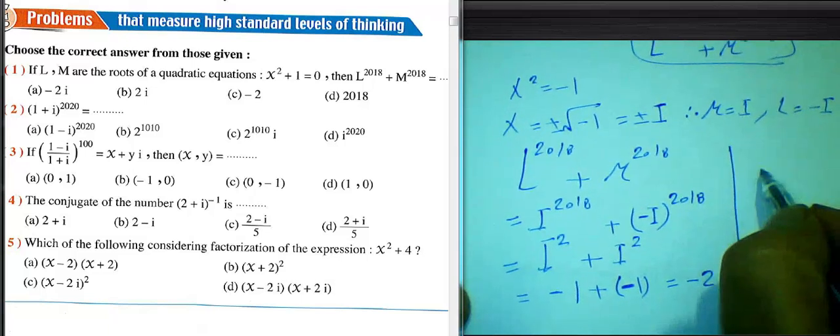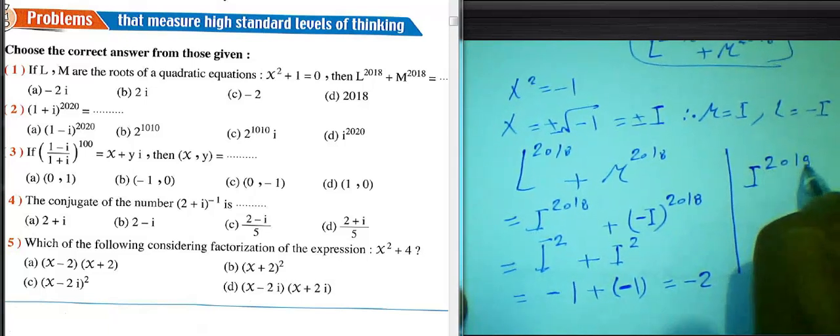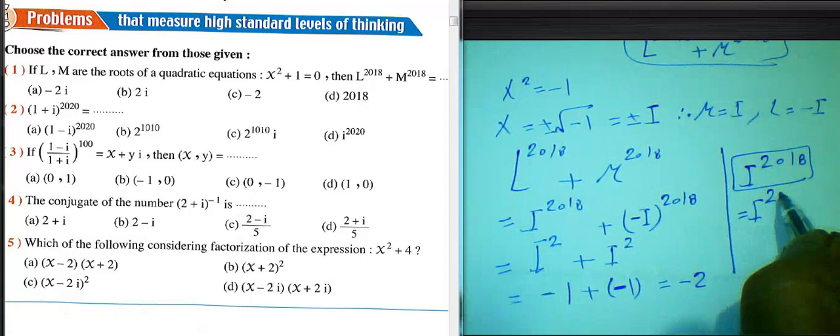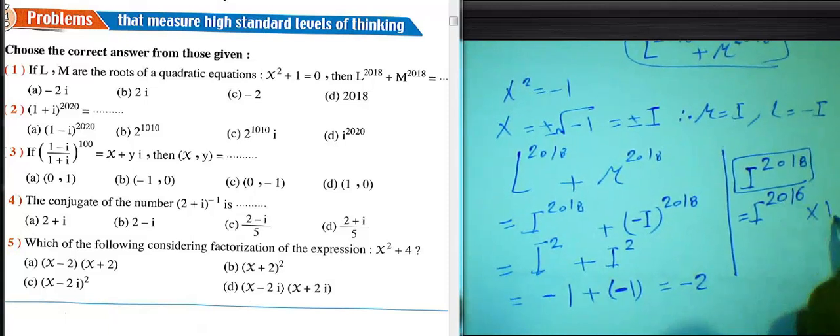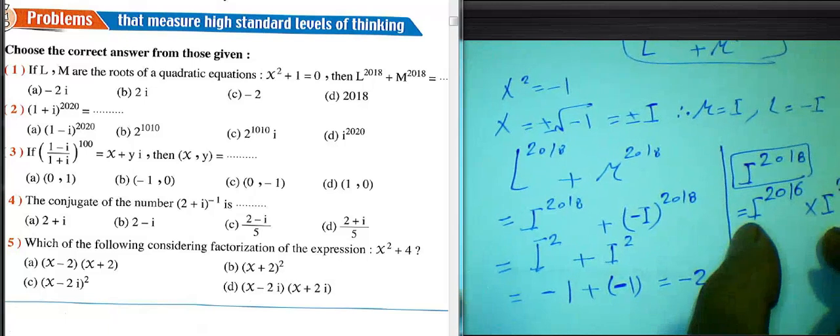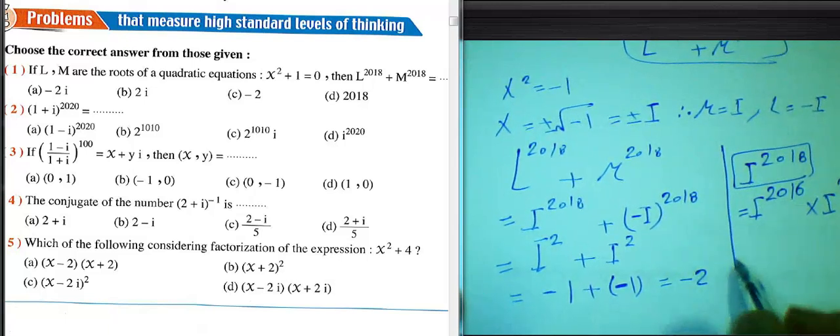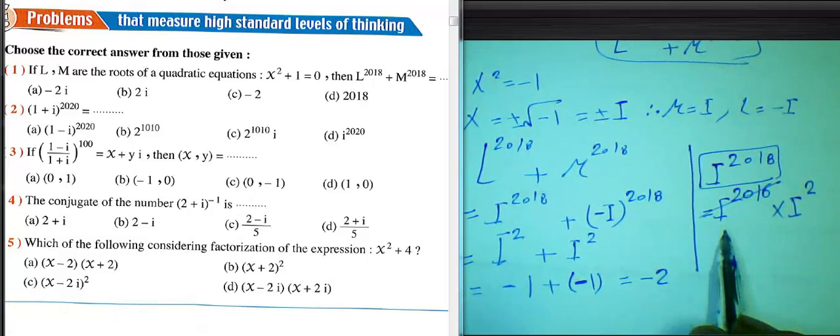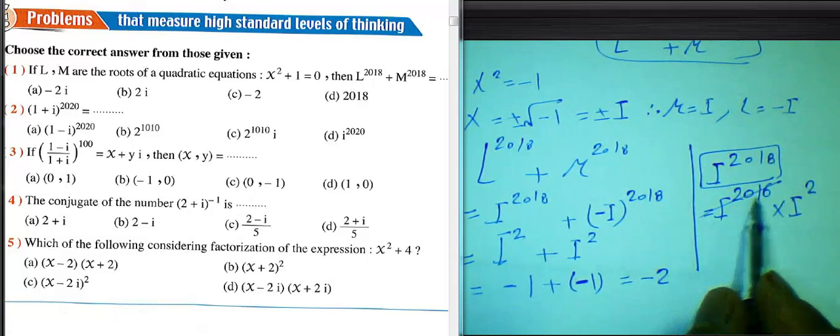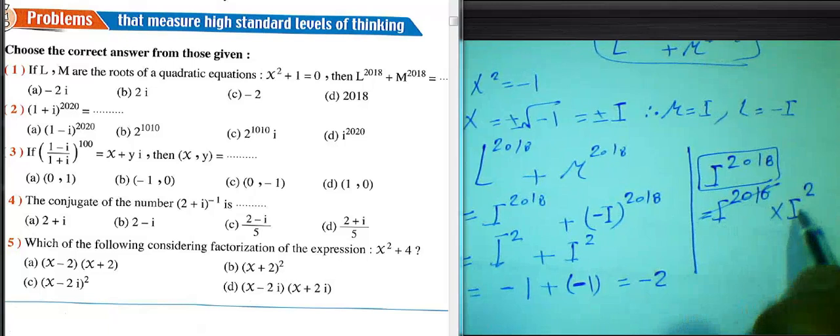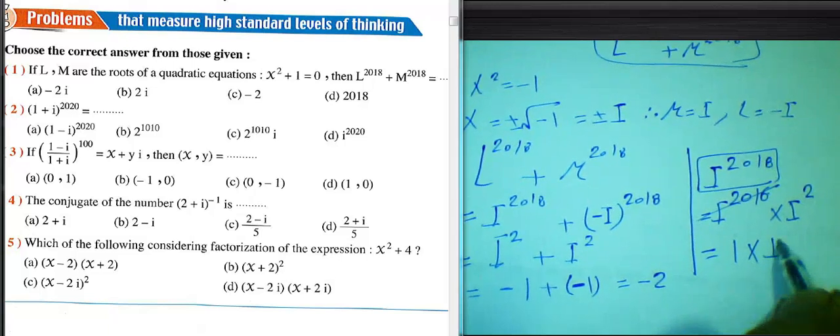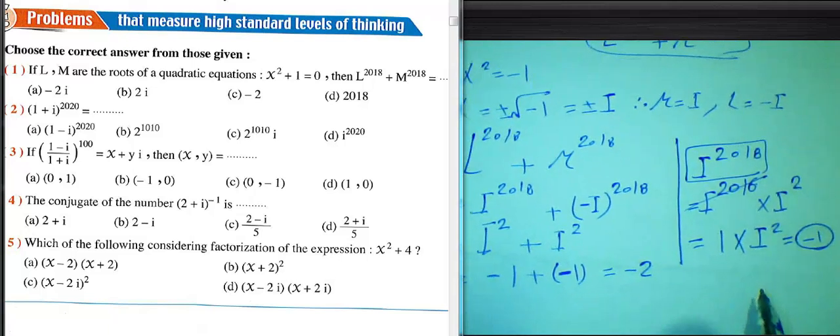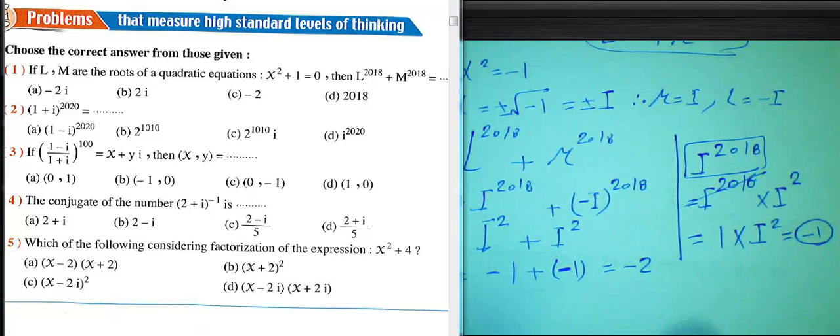Again, look at it with me. i power 2018 equal i to power 2016 multiplied by i to power 2, because the result will be i to power 2018. i to power 2016 will be 1, because 2016 can be divided by 4. 1 times i power 2 equal -1, because i power 2 equal -1. It's easy for you. So the result will be -2.